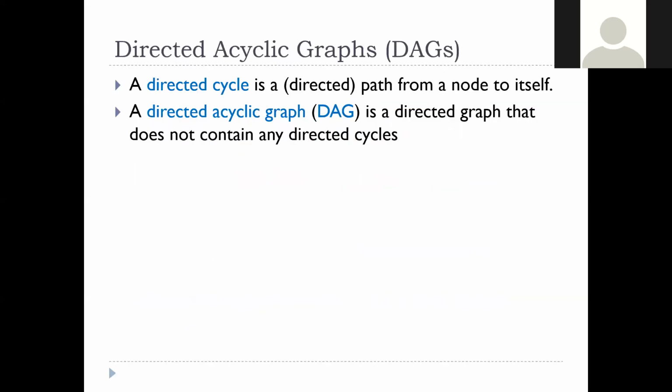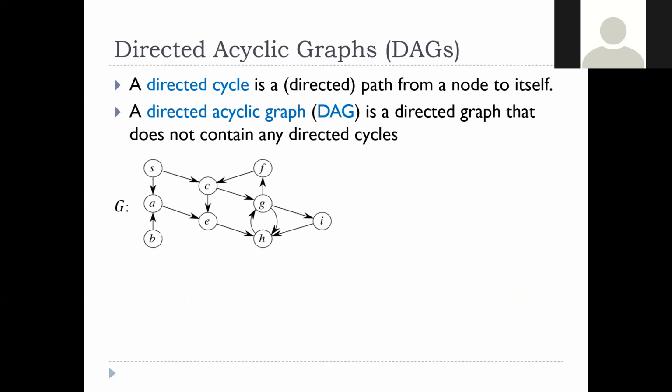Now, more precisely, what we are trying to solve is finding a topological order in a directed acyclic graph, also abbreviated DAG. So what is a DAG? Given a directed graph, a directed cycle is just a directed path with the same starting and ending point, so from a node to itself. For example, in this graph here, we have going from C to G to F to, oops.